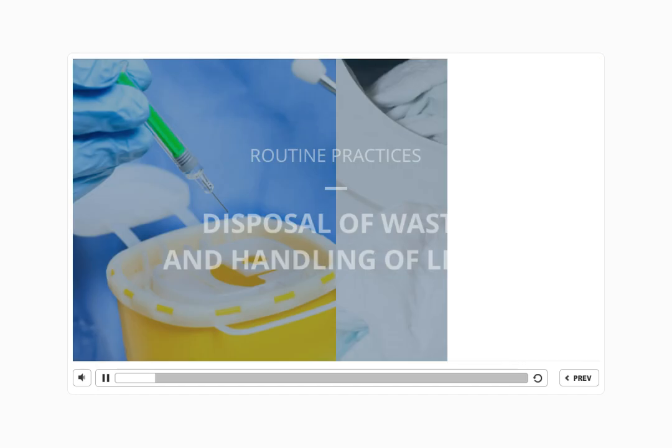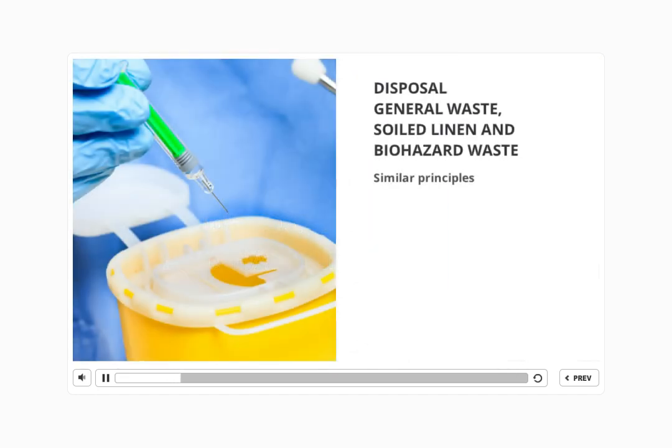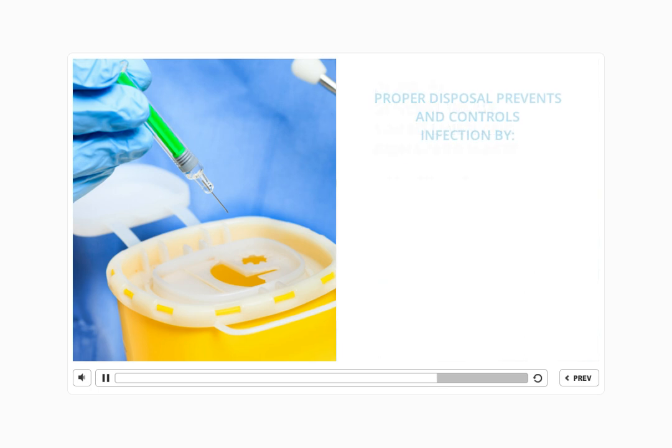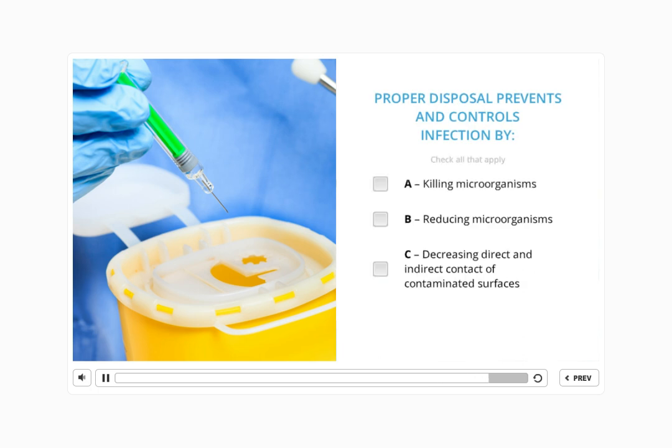Proper disposal of waste and the handling of soiled linen follow the same principles. Never overfill a container. Fill only to 3/4. Keep lids on all containers. Use puncture-resistant, spill and leak-proof containers for wet items or sharps. Use your PPEs, such as gloves, when disposing of items. And transport these items safely, such as a plastic container with wheels. Disposal is an important infection control practice. Consider the answers on the right and choose all that apply.